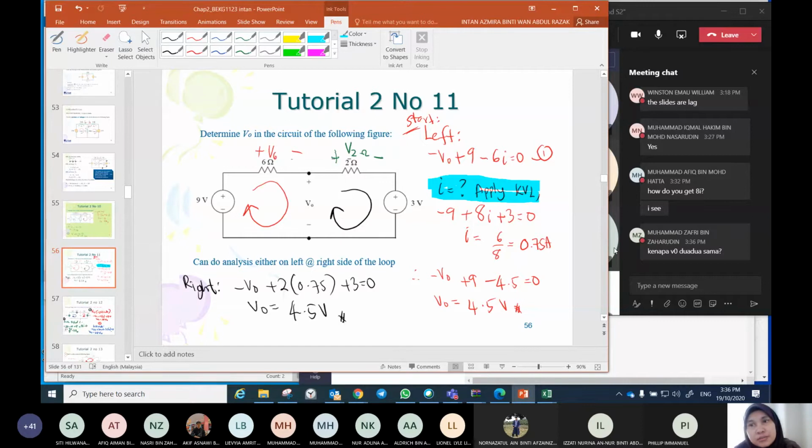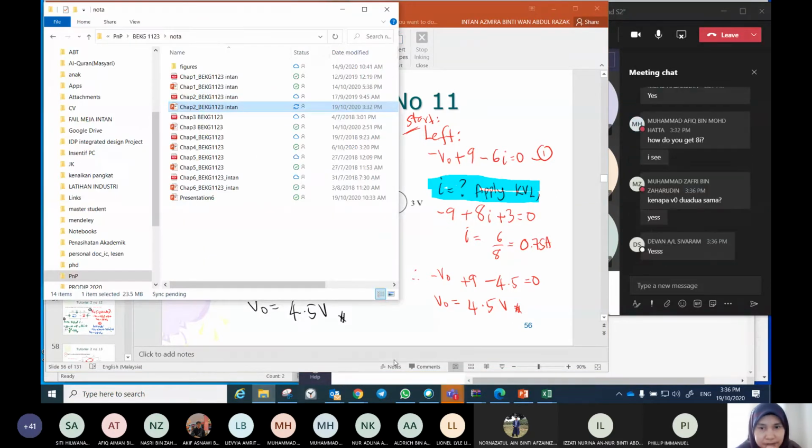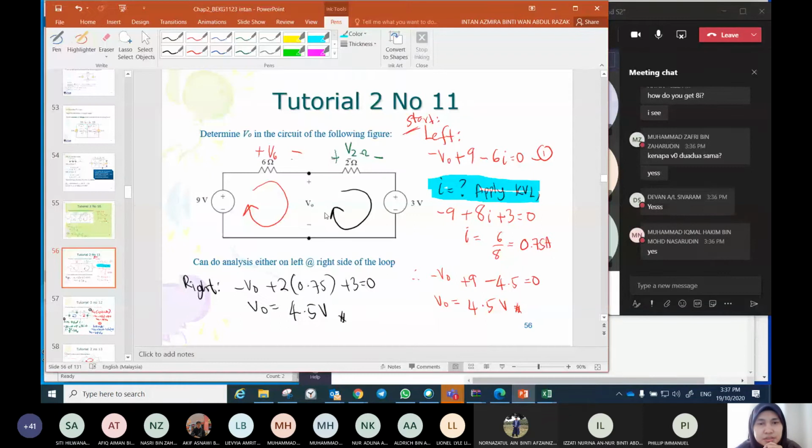Have you seen multimeter or voltmeter? Have you used the multimeter and voltmeter? Yes. Yes, can. Okay, so multimeter or voltmeter, we have two probes, right? Positive and negative, right?